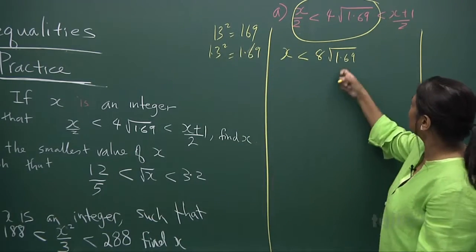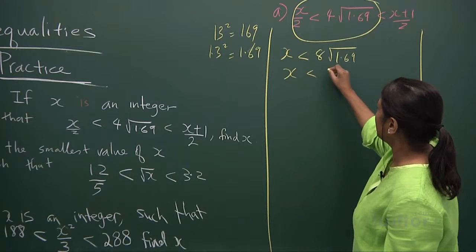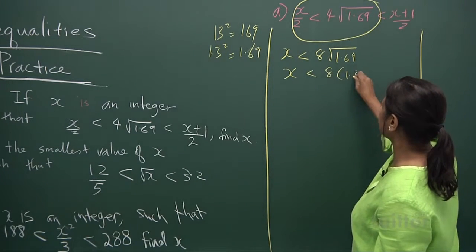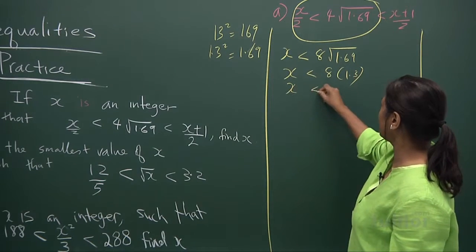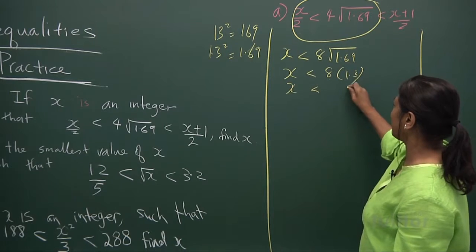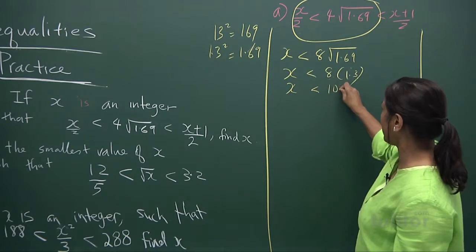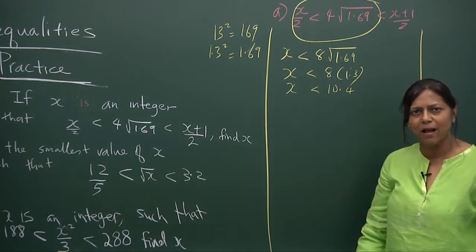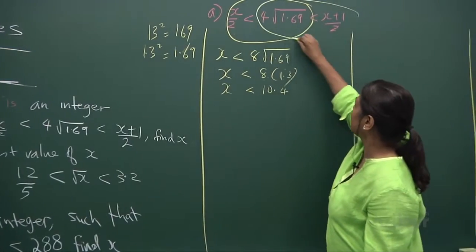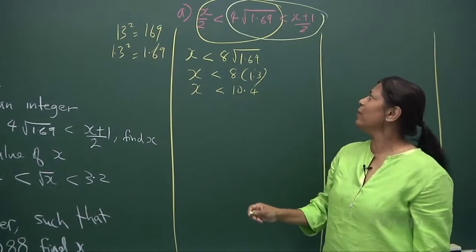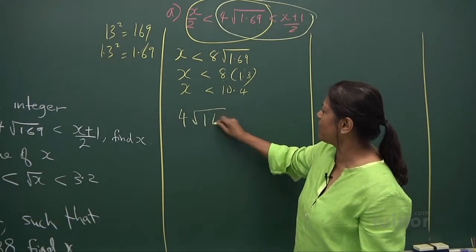I'm doing this part first, and I said x is smaller than 8 times the square root of 1.69, which is 1.3. So x is going to be less. Multiply 8 times 3, 24, carry 2, 8 plus 2 is 10. That's one part of the sum. The next part of it, you've got to solve this part. What is that? 4 square root 1.69.